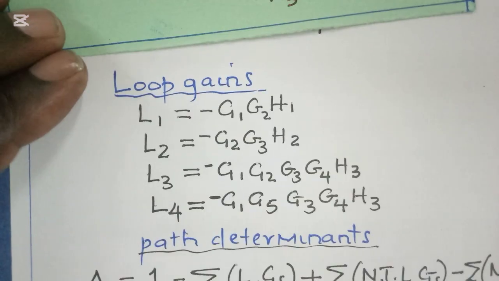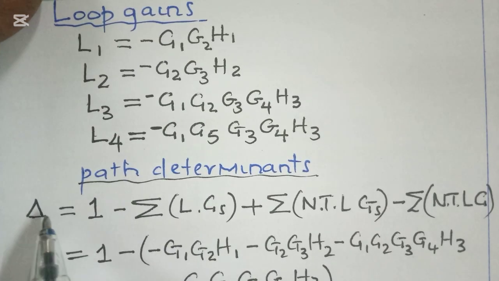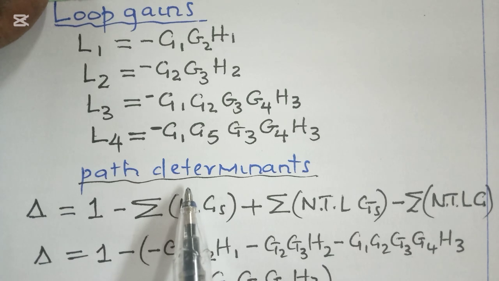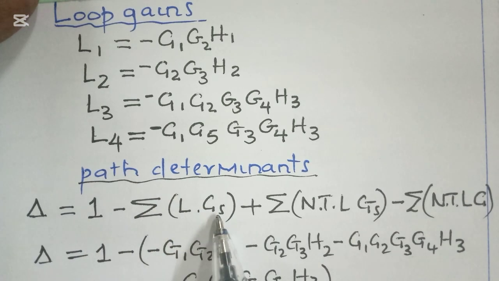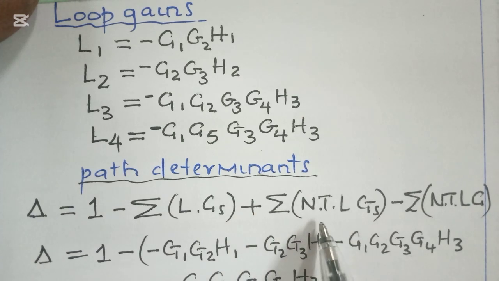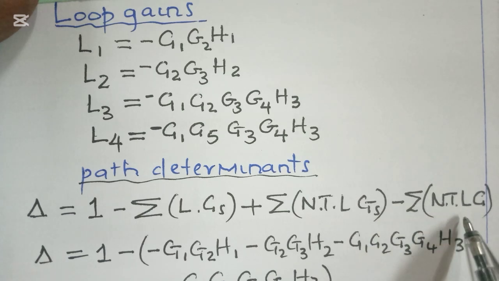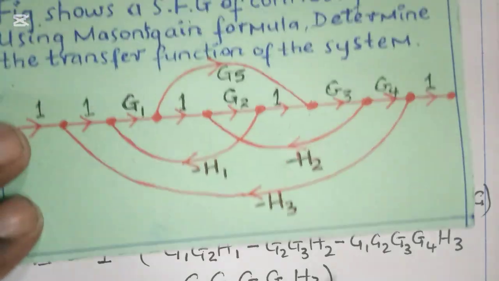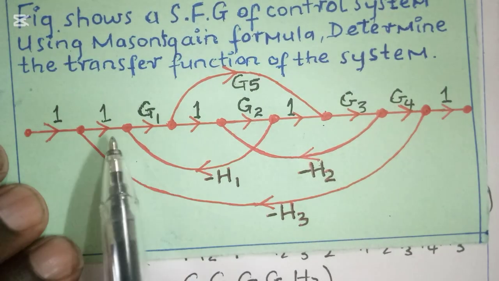From there, guys, we come to the path determinant. For the path determinant, we have the delta. This is the determinant of the SFG diagram. First, we have delta, which is 1 minus the summation of all loop gains, plus the summation of all non-tangent loop gains taken 2 at a time, minus those taken 3 at a time. For us, as you can see, we don't have any non-tangent loops. All the loops are interconnected.